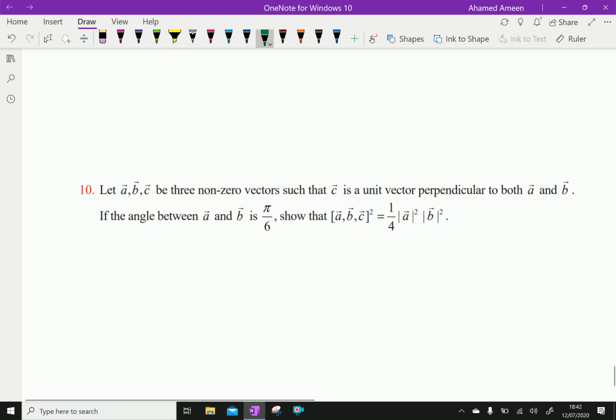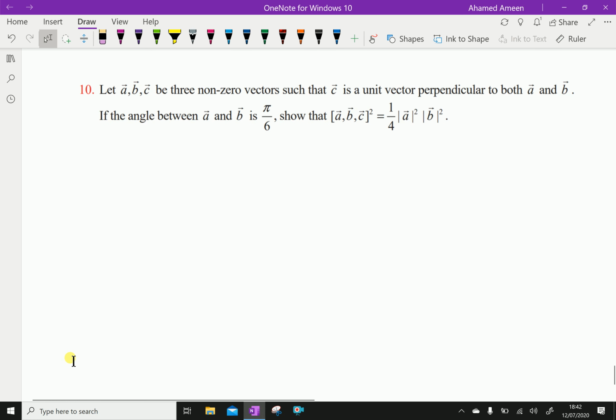Next question, that is question number 10. If vector a, vector b, vector c be three non-zero vectors such that vector c is a unit vector perpendicular to both a vector and b vector, if the angle between vector a and vector b is pi by 6, show that box product [a, b, c] whole square equal 1 by 4 modulus of vector a whole square into modulus of vector b whole square.